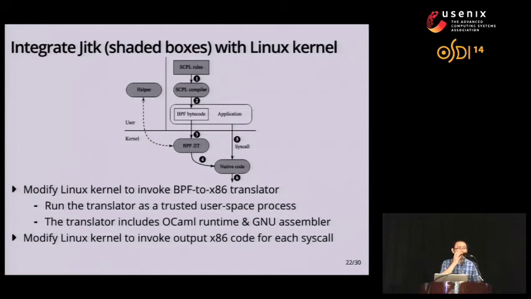So here we made two modifications to the kernel. We first modified the kernel to invoke this translator. Because this translator includes the OCaml runtime and the GNU assembler, for now in our prototype we just invoke a user space helper as a trusted process, but you could also port that entire thing into the kernel. Another thing we did was to modify the kernel just to invoke the generated code.